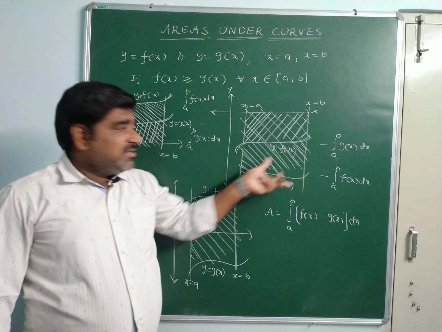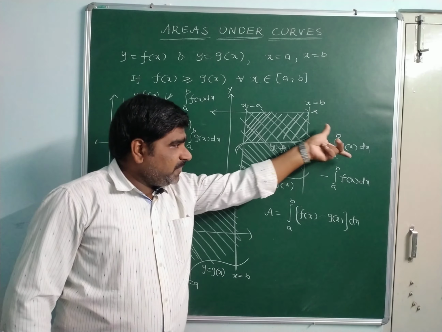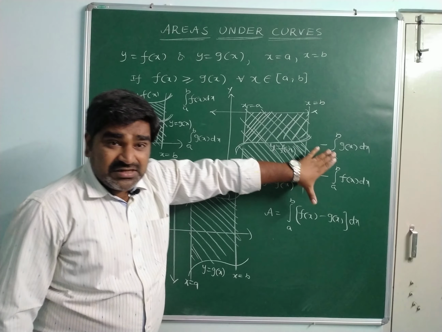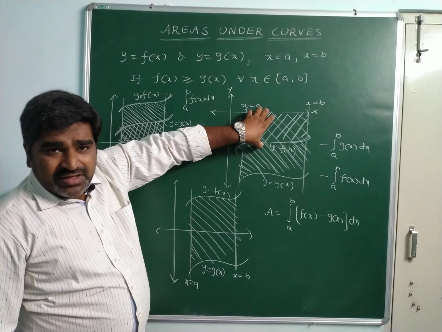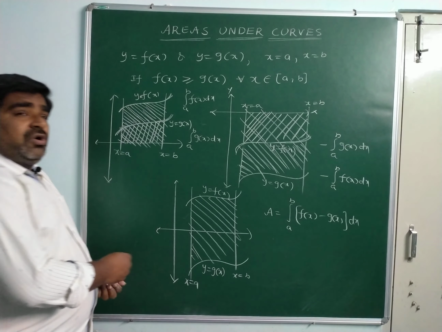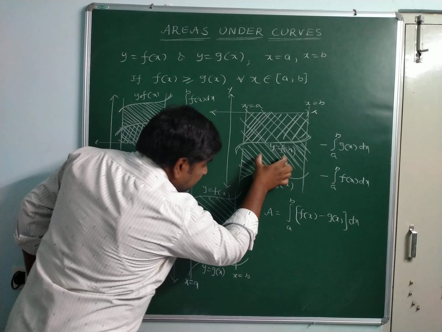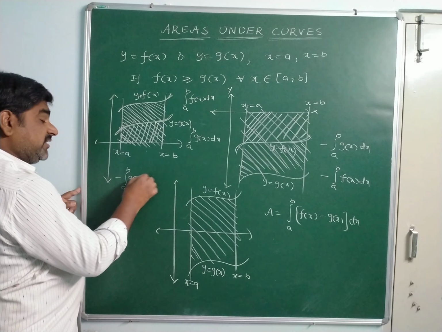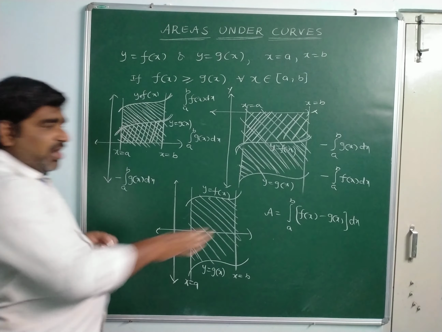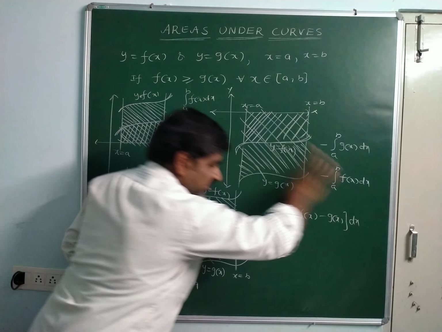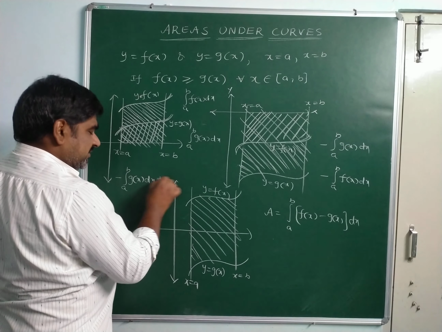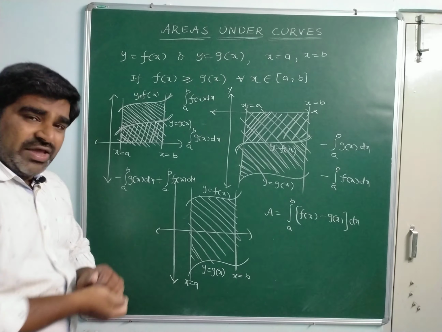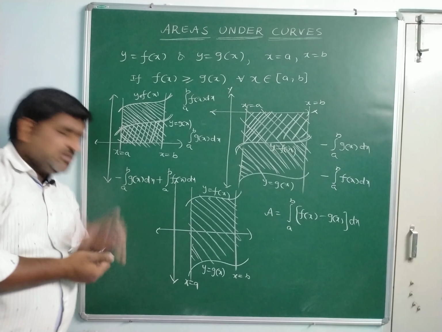So how do you get it? Subtract this from this. The total region is minus integral a to b g of x dx, and minus integral a to b f of x dx means this region. So how do you get this region? Minus integral a to b g of x dx is the total region. From this, you have to subtract this part, so subtract minus into minus, plus integral a to b f of x dx. The limits are the same now. You can write it as one integration, integral a to b f of x minus g of x dx.